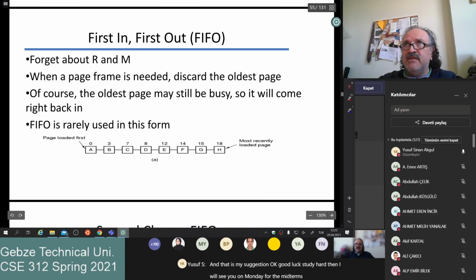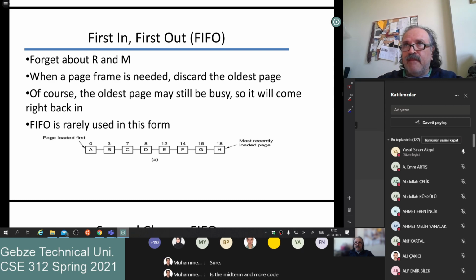I will send out the instructions for the midterm in one or two days. Is the midterm more code oriented or more text oriented? It's going to be balanced. You will write some code, you will answer some knowledge questions, you will solve some problems.